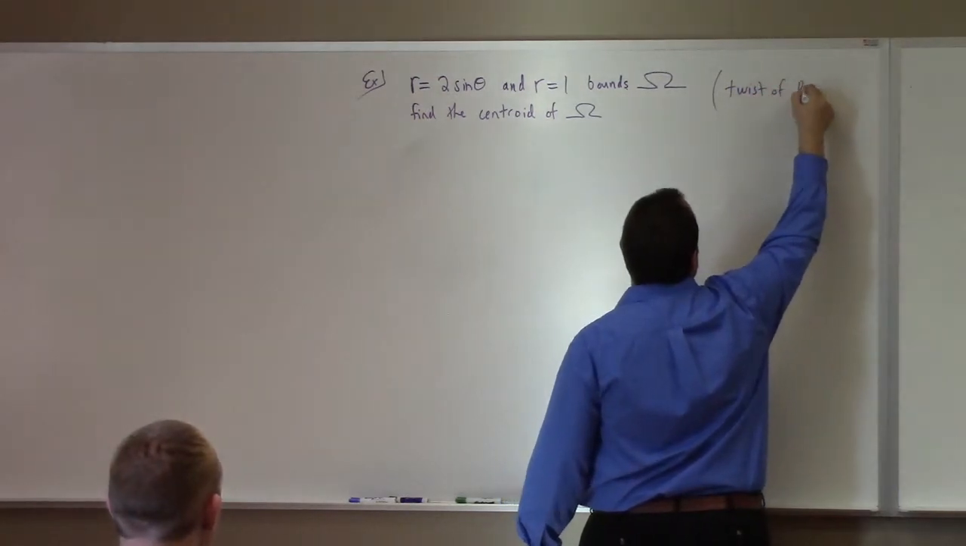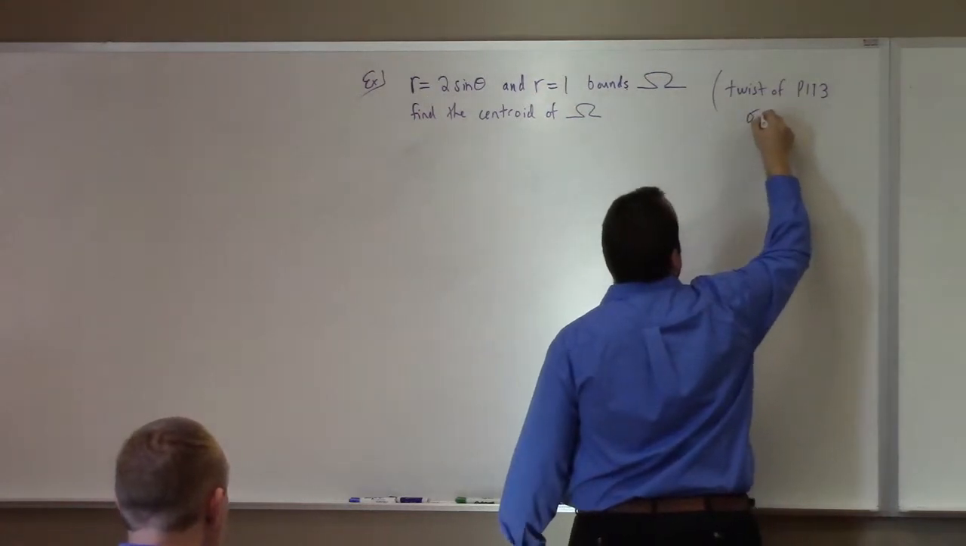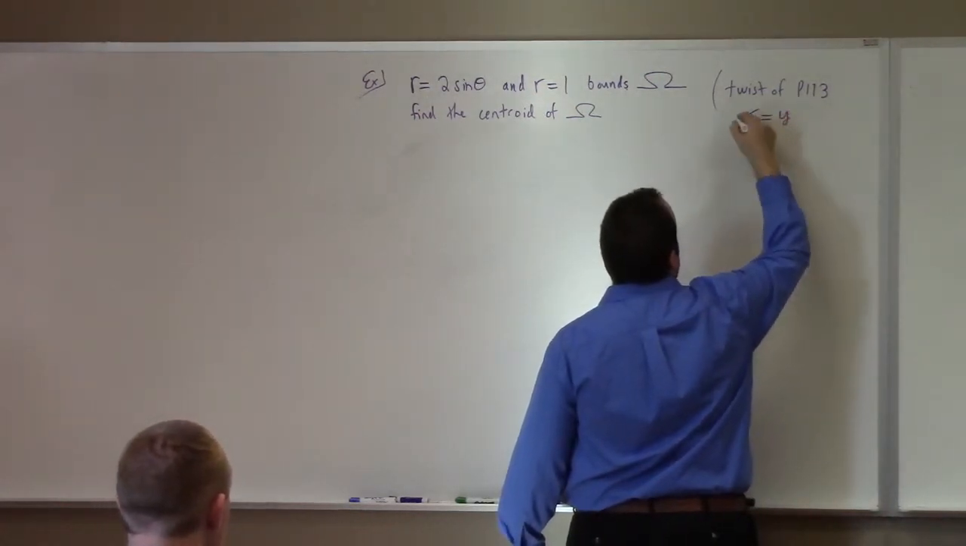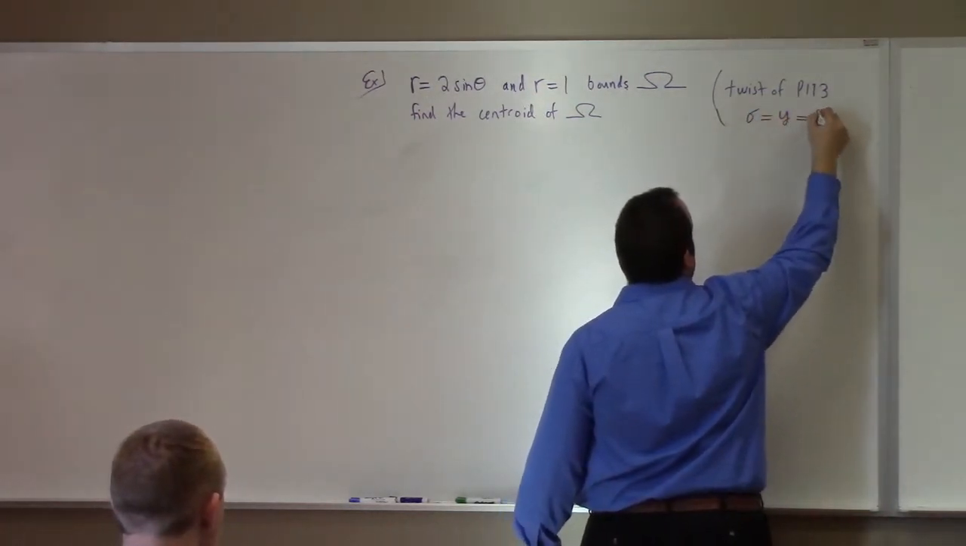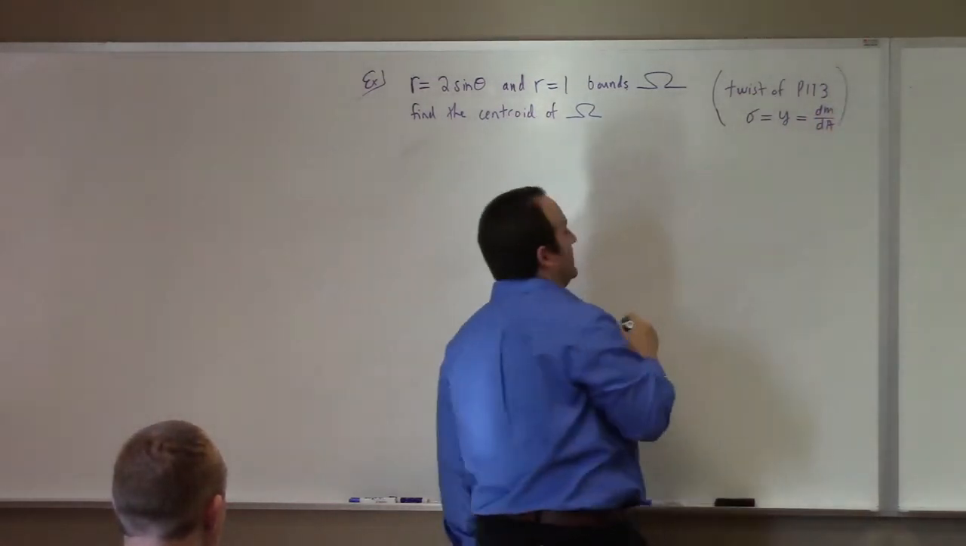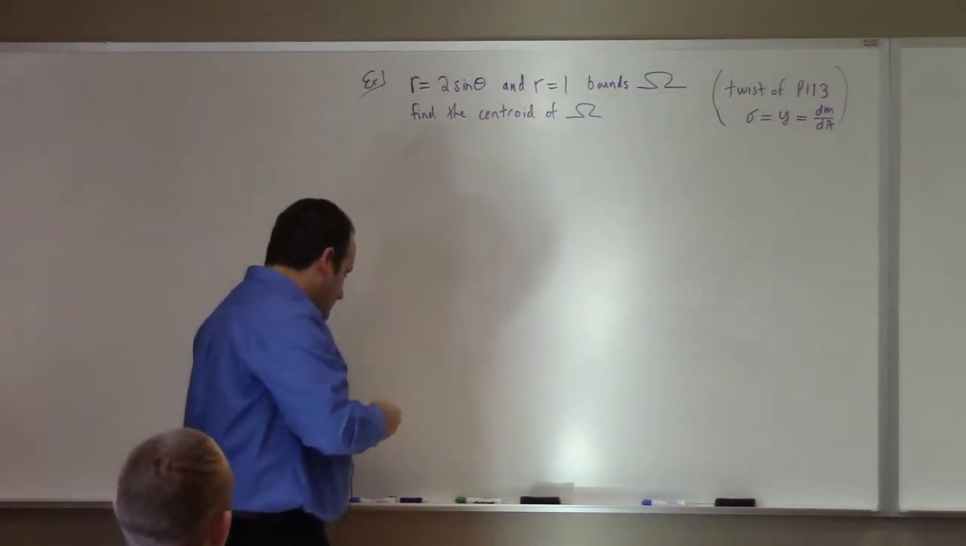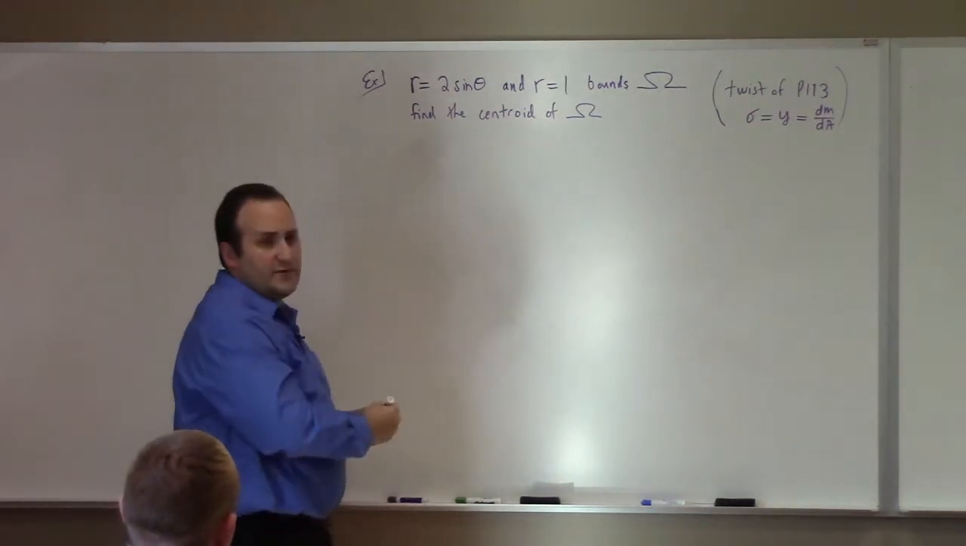So this is a twist of problem 113 from last year, where in problem 113 we were asked to find the center of mass and the density per unit area was y. The mass per unit area was y in that problem. The centroid, of course, assumes basically that the density is 1. All right, so first things first, we have to come to terms with what omega is.